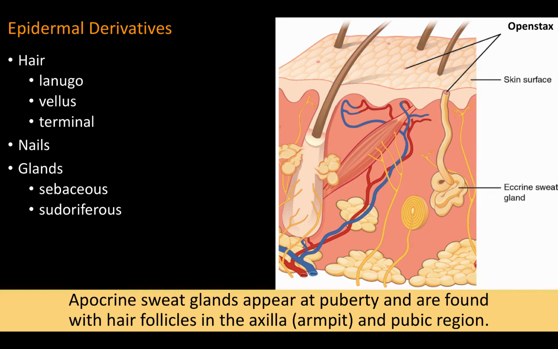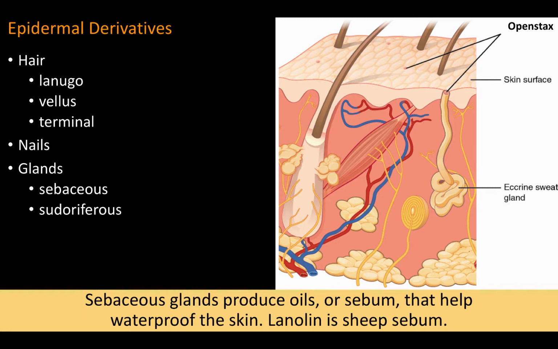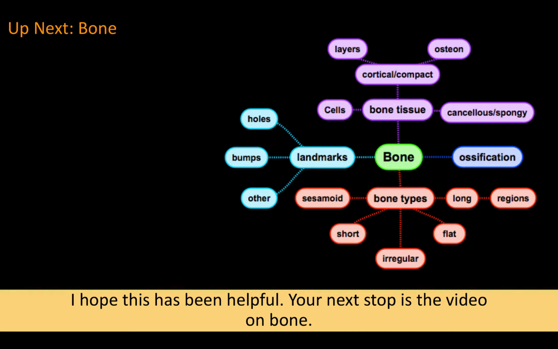Apocrine sweat glands appear at puberty and are found with hair follicles in the axilla, armpit, and pubic region. Sebaceous glands produce oils, or sebum, that help waterproof the skin. Lanolin is sheep sebum.